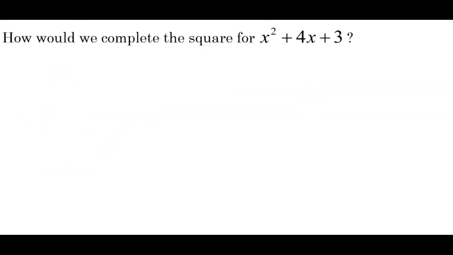So now the question is, how would we complete the square for x squared plus 4x plus 3? So notice it's not a perfect square trinomial. We already know x squared plus 4x plus 4 is the perfect square trinomial. So how can we turn this into a perfect square trinomial?